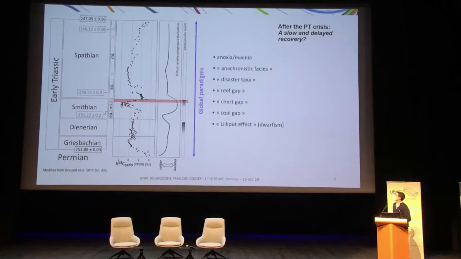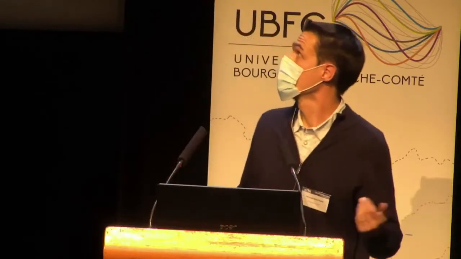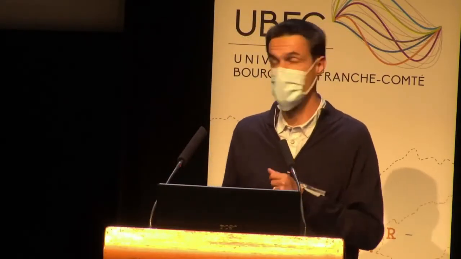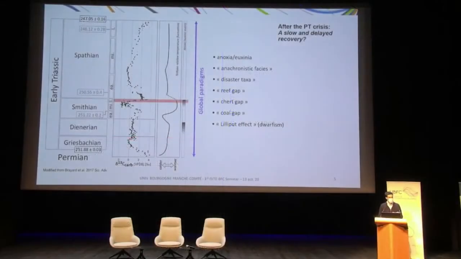Many other hypotheses have been applied to the Early Triassic. For instance, an anoxia, more or less global and transient, in the ocean, the proliferation of anachronistic facies and disaster taxa, a reef gap, a coal gap, and a chert gap, meaning that, for instance, metazoan reefs totally disappeared during the Early Triassic. Also, Early Triassic organisms are assumed to have been affected by a size reduction phenomenon called the Lilliput effect. But now, rapidly, I will show you that these hypotheses have to be deeply revised.